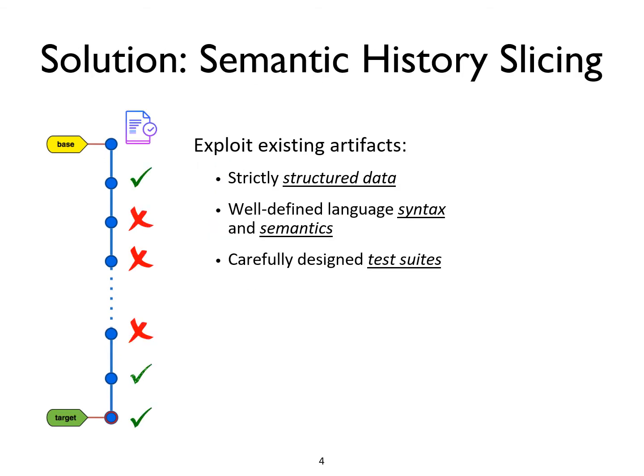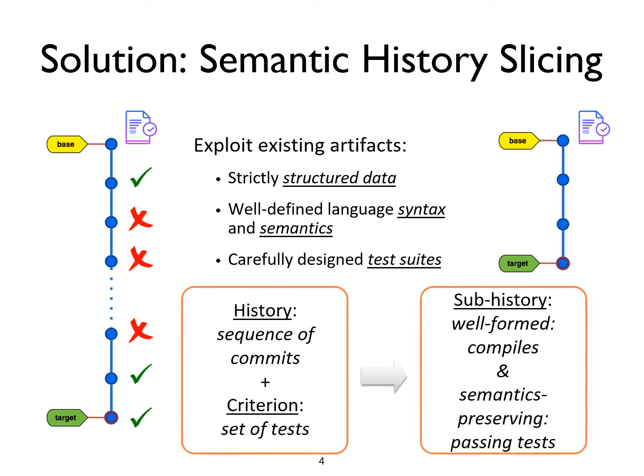Semantic history slicing is proposed to address these challenges. It takes a piece of history and a set of tests exercising the target functionality, and automatically produces a subhistory which compiles and passes the same tests. This subhistory is called the semantic preserving slice with respect to the given tests.